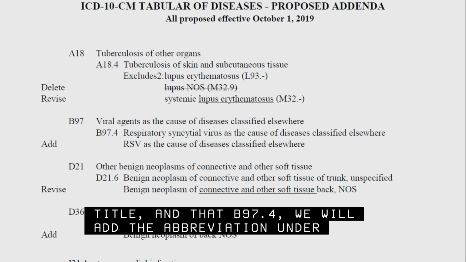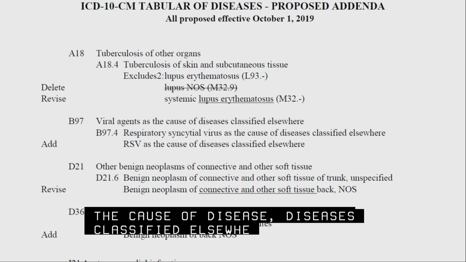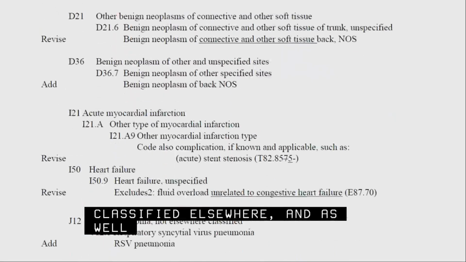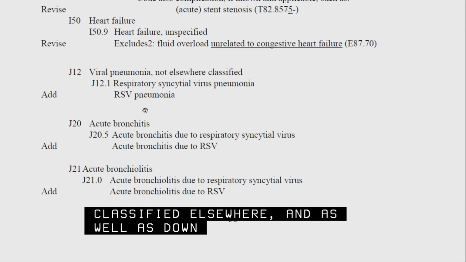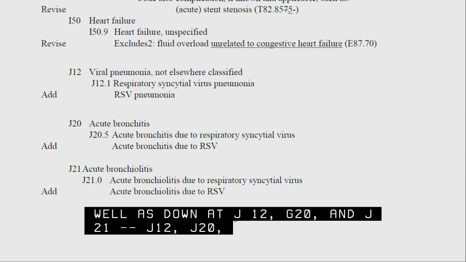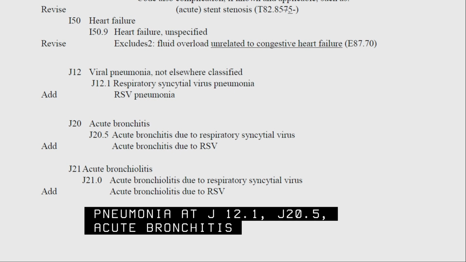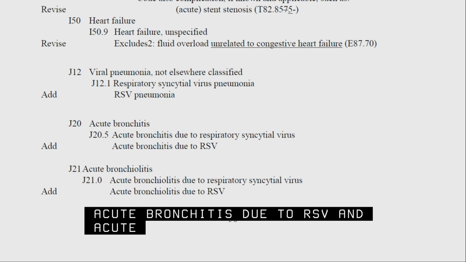Disease is classified elsewhere. And as well as down at J12, J20, and J21, we are also adding the abbreviation for RSV for pneumonia at J12.1, J20.5, RSV, acute bronchitis due to RSV, and acute bronchiolitis due to RSV at J21.0. Do you want me to get your questions now?